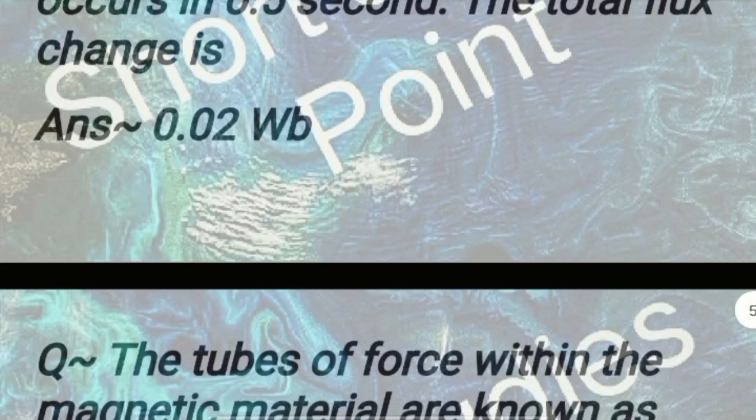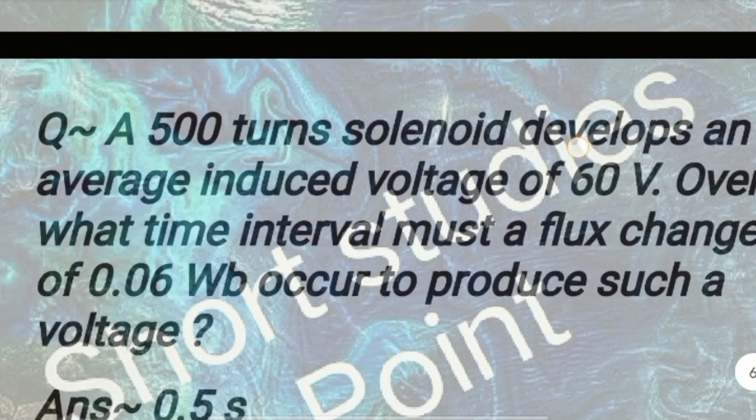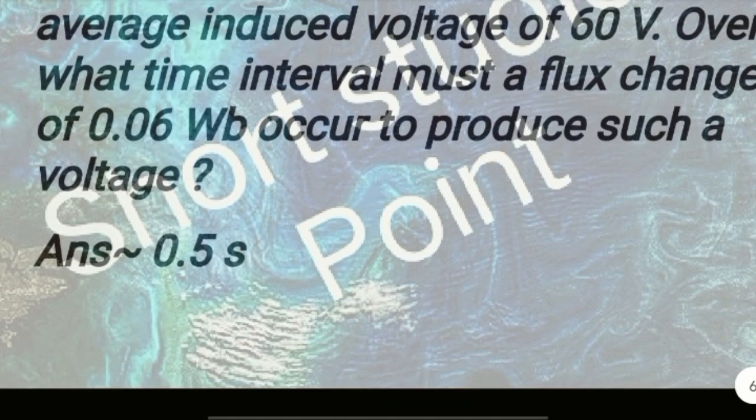0.02 Weber. Next question: the tubes of force within the magnetic material are known as? Answer: lines of force. Next question: a 500 turn solenoid develops an average induced voltage of 60 volt. Over what time interval must a flux change of 0.06 Weber occur to produce such a voltage? Answer: 0.5 second.